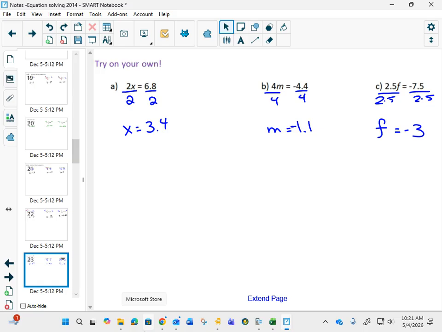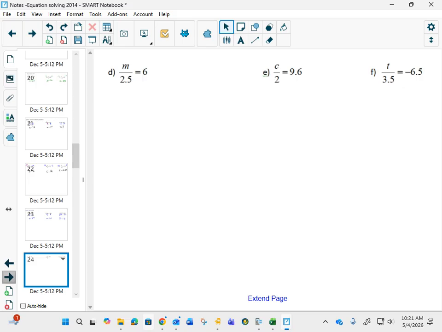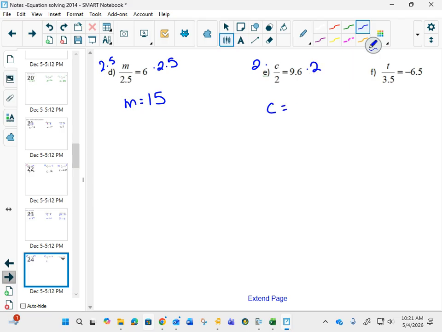Okay, let's check this next one. Opposite of dividing by 2.5. Multiply by 2.5. Easy. Opposite of dividing by 2. Multiply by 2. Checking my mental math. I don't know about this next one.